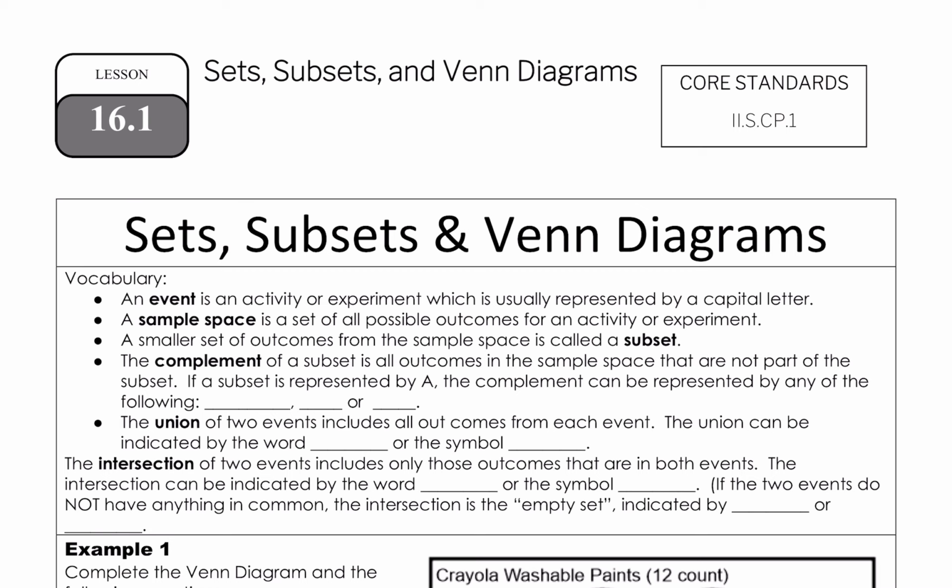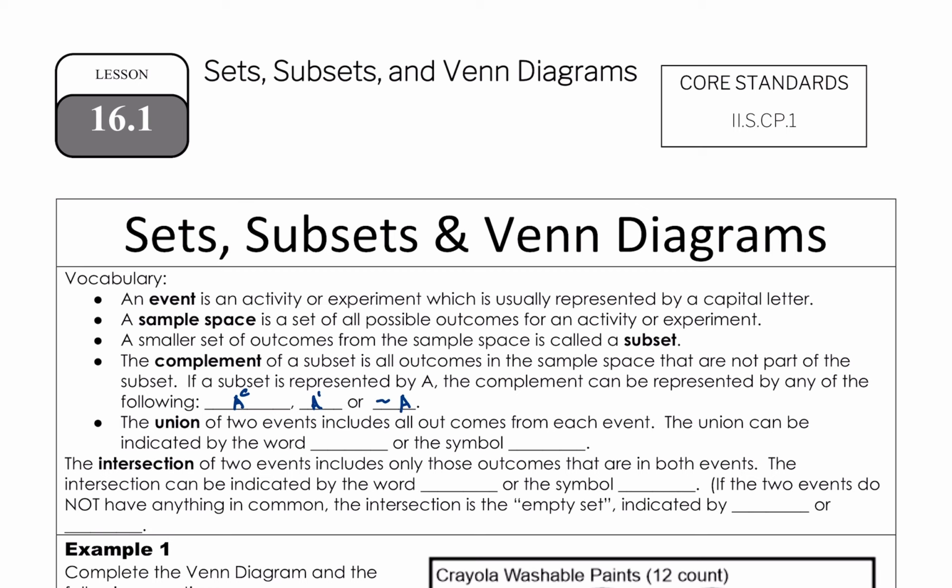If A is a subset represented by A, the complement can be represented by any of the following. The first one is an A with a little C in the corner, which stands for complement. The second one is an A with a little line over it. And the last one is this little squiggly and then A. It stands for not A, which is the complement.